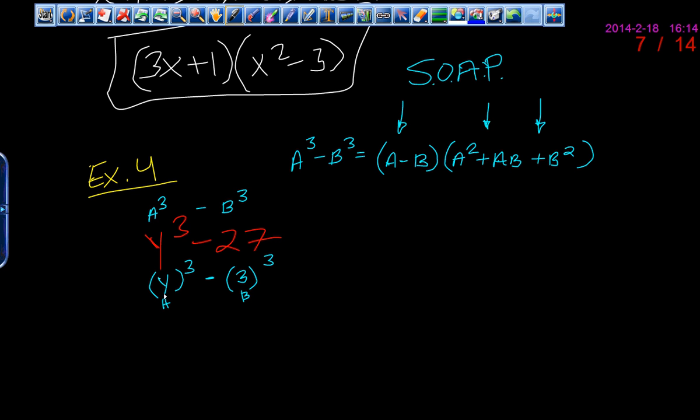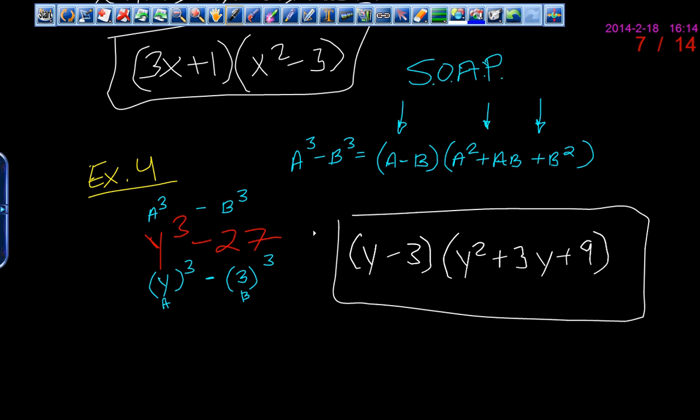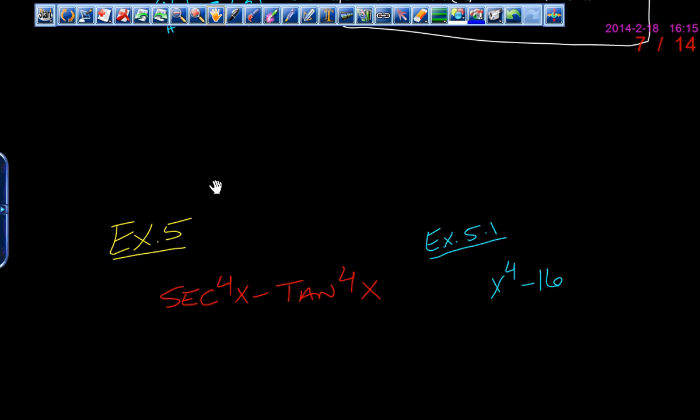All right, anyway, so we got difference of cubes. So this is my a, this is my b, so we're just going to follow this formula. So y minus 3, and then we got y squared plus 3y plus 9. We're just following this formula. I know what my a is, I know what my b is. A is y, b is 3, boom, boom, boom. So that was difference of cubes. Sum of cubes works the same way.